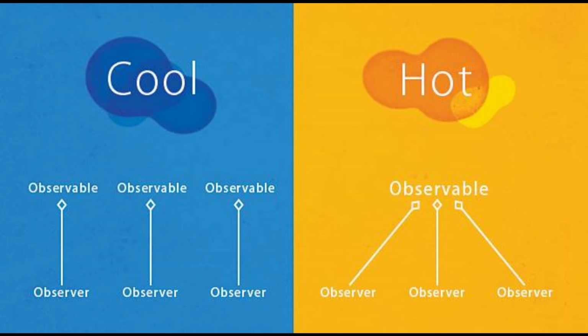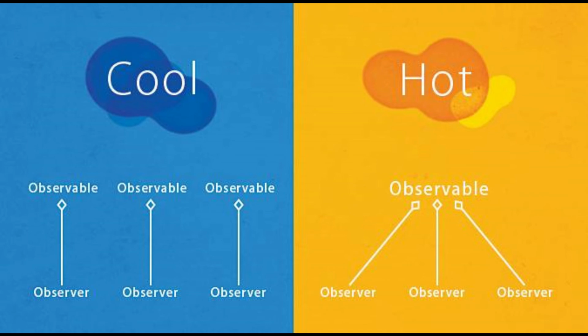So we will summarize the things we have learned in this video. There are two types of observables, cold observable and hot observable. In a cold observable, each observer will get one copy of the observable. So it will not share any data. It creates a data producer for each subscriber. Data is produced by the observable itself.